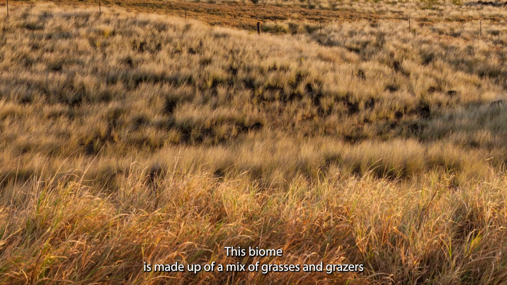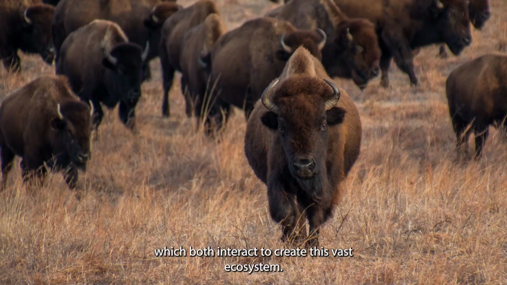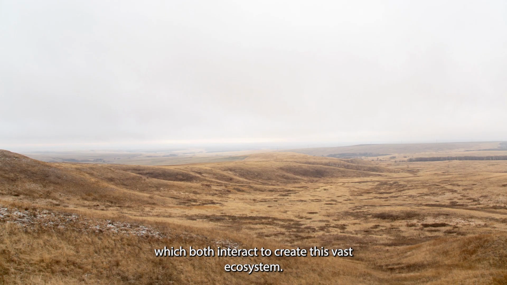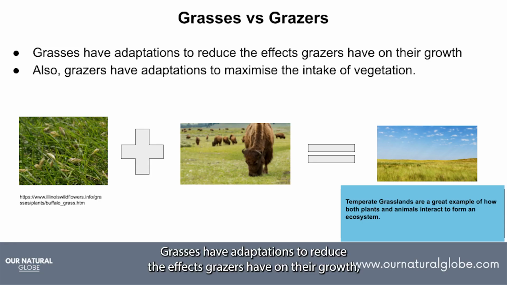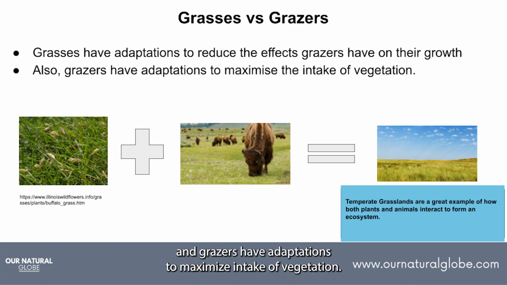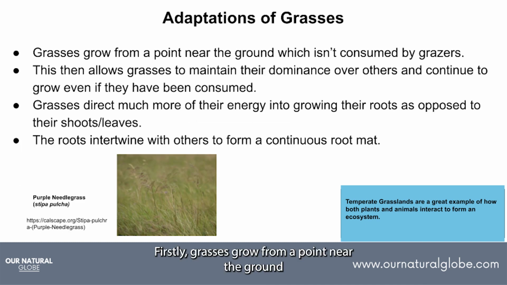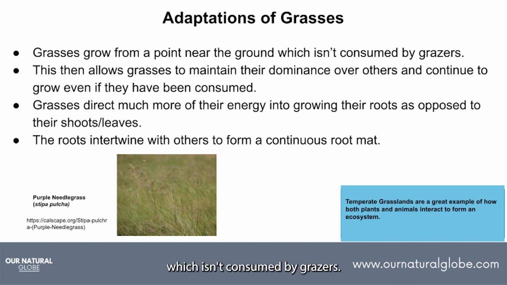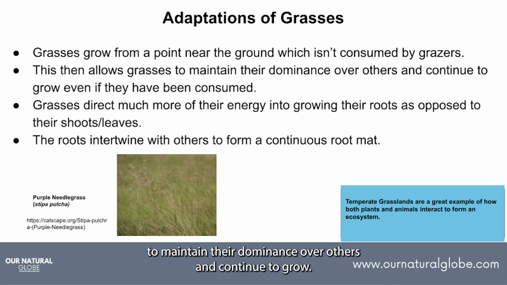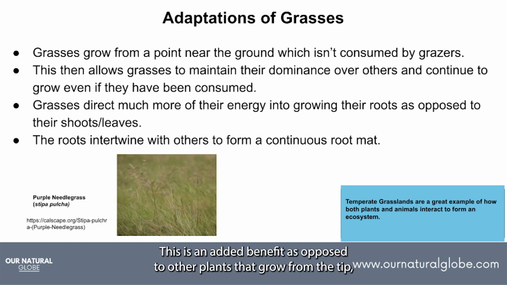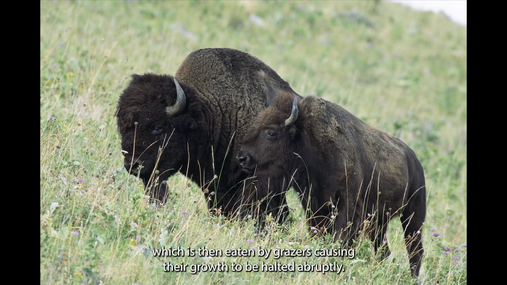This biome is made up of a mix of grasses and grazers, which both interact to create this vast ecosystem. Grasses have adaptations to reduce the effects grazers have on their growth, and grazers have adaptations to maximise the intake of vegetation. Firstly, grasses grow from a point near the ground which isn't consumed by grazers. This then allows grasses to maintain their dominance over others and continue to grow. This is an added benefit as opposed to other plants that grow from the tip, which is then eaten by grazers, causing their growth to be halted abruptly.